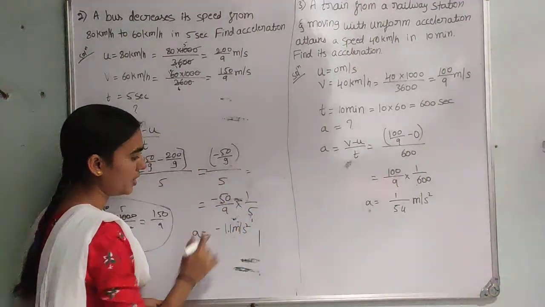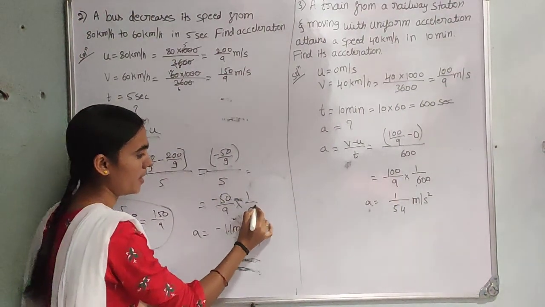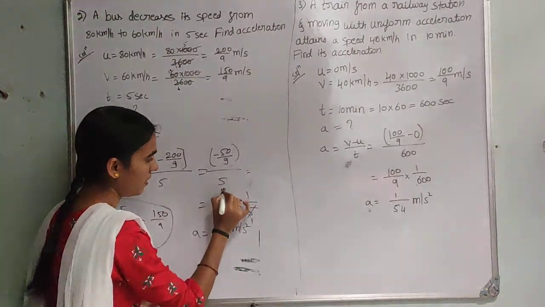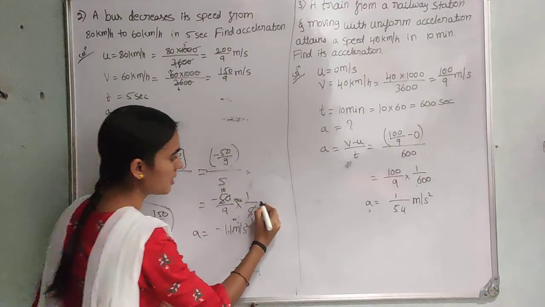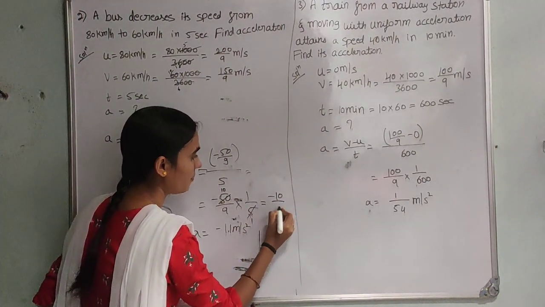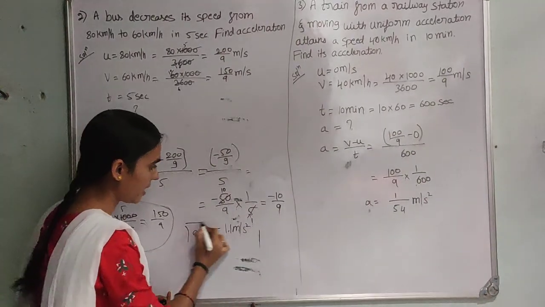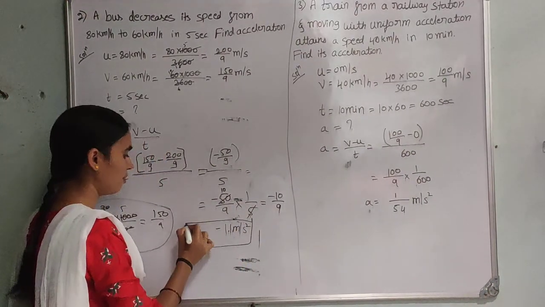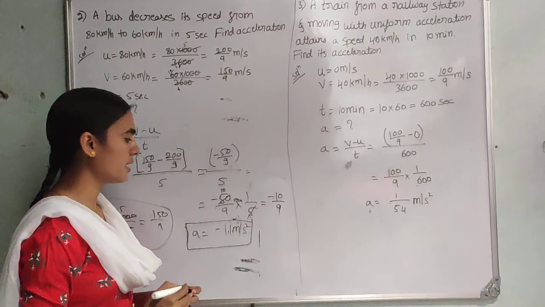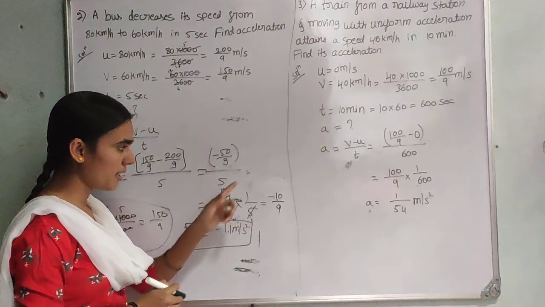So minus 50 divided by 9 times 1 by 5. Cancelling the 5, whatever the answer is, it is minus 10 divided by 9. If you divide minus 10 by 9, we get 1.1 meter per second square. Here we write the minus sign as it is.